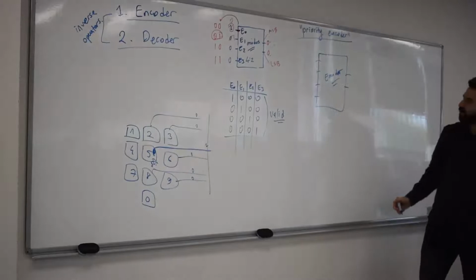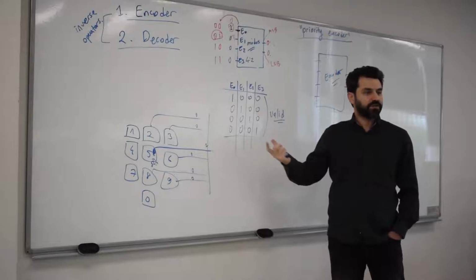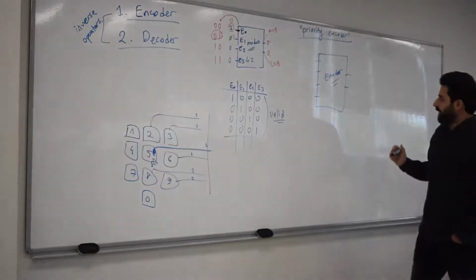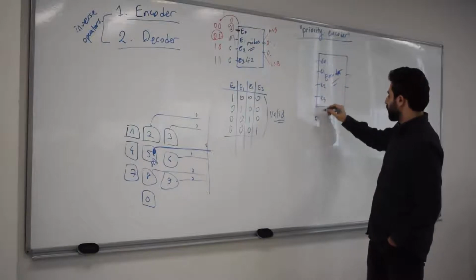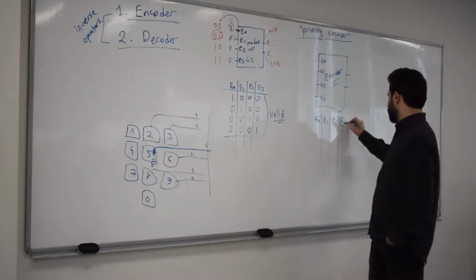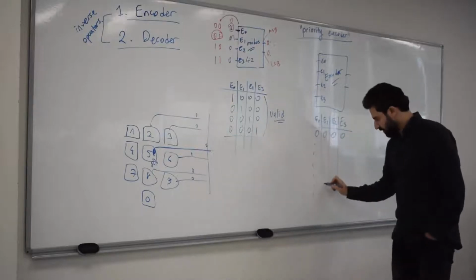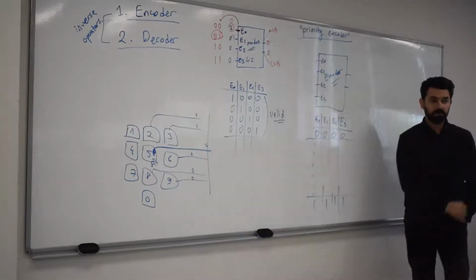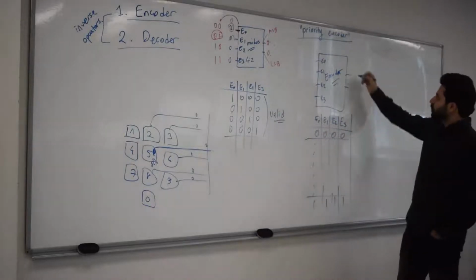How about in a priority encoder? In a priority encoder, every input is valid. Every single possible 4-bit combination is a valid input for a priority encoder, unlike the general description. That means, for example, these are E0, E1, E2, and E3, from 0, 0, 0, 0 up until 1, 1, 1, 1. All of them are possible valid inputs. However, how are we going to generate a 2-bit output?